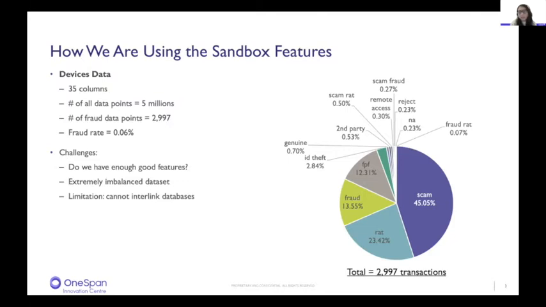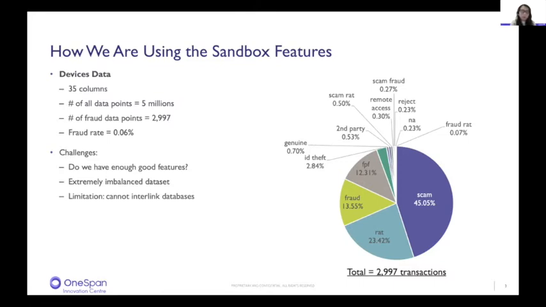On the right-hand side, we can see the details of the fraudulent transactions. Scam is the most popular one, and then we can see red. And depending on the human expert, some people will put fraud in the labels. And we also see quite a lot of fraud are first-party fraud.